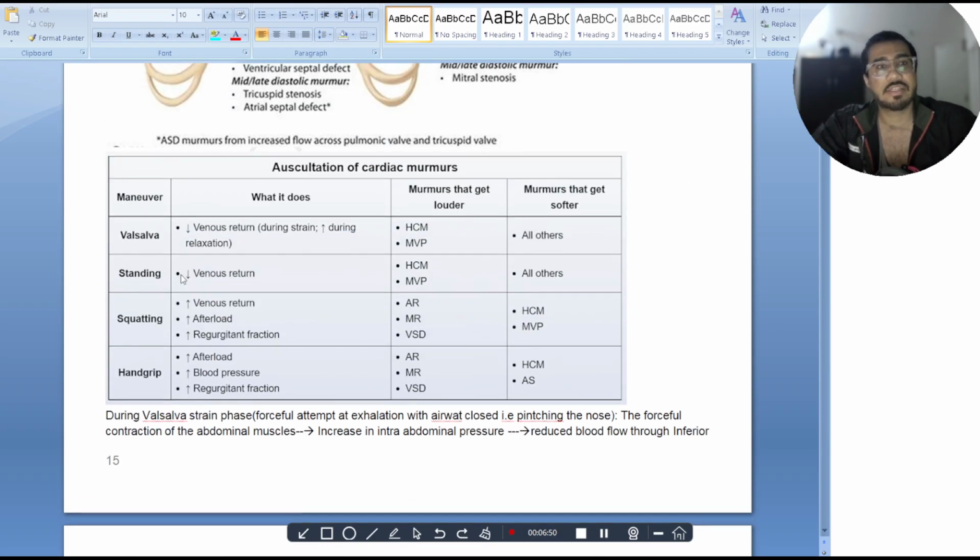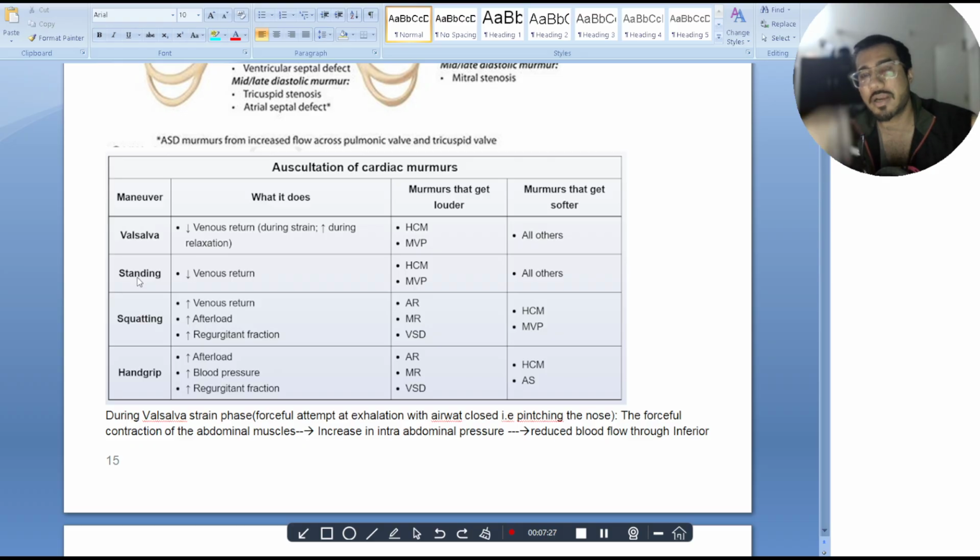So let's discuss Valsalva. What happens to the preload in Valsalva? Most people get really confused, so I've written down what happens during the Valsalva strain phase. You try to forcefully exhale while closing your nose. That increases the intra-abdominal pressure and compresses the vena cava, which results in decreased preload, and external compression of the heart also decreases preload as the filling is reduced. So Valsalva is going to reduce the preload.